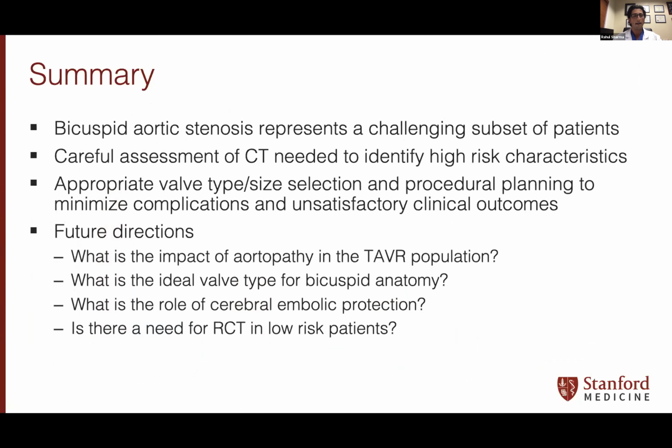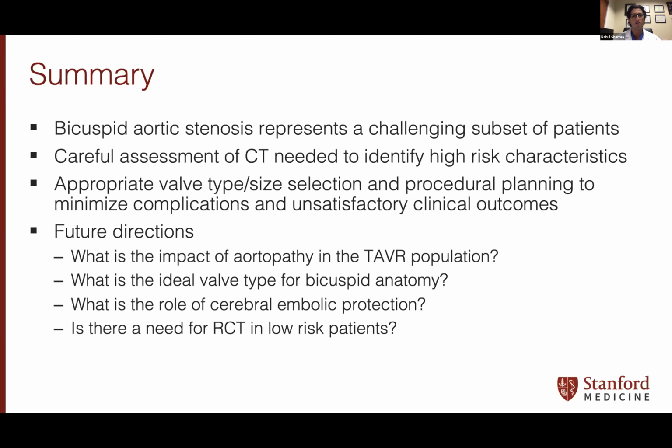So in summary, on the bicuspid valves, the bicuspid group represents a very challenging subset of patients. We need to have a careful assessment of the CT to identify the high-risk characteristics, such as the presence of RAFE and excess calcification. That will help guide appropriate valve type and size selection and therefore procedural planning in order to minimize complications and unsatisfactory clinical outcomes.